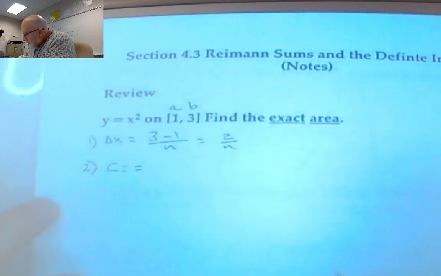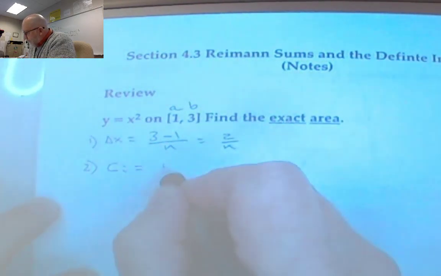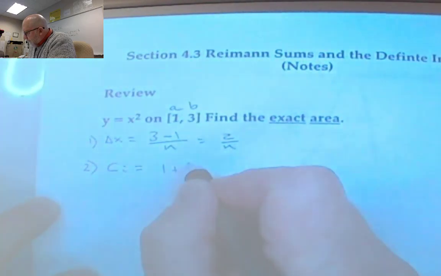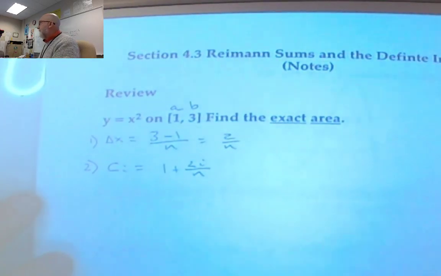Aaron, what's the next thing I do? Find c sub i. And c sub i is what here? 1 plus 2 over n. 2i over n, right? Or you're going to say 2 over n times i, right?